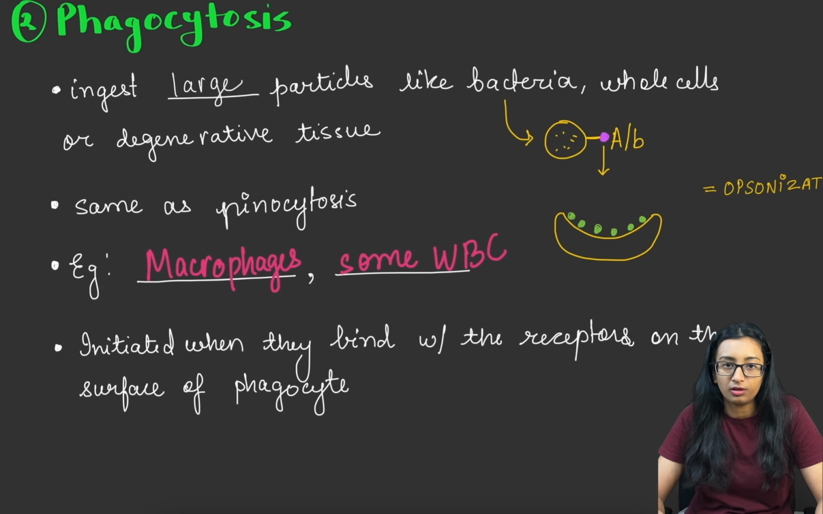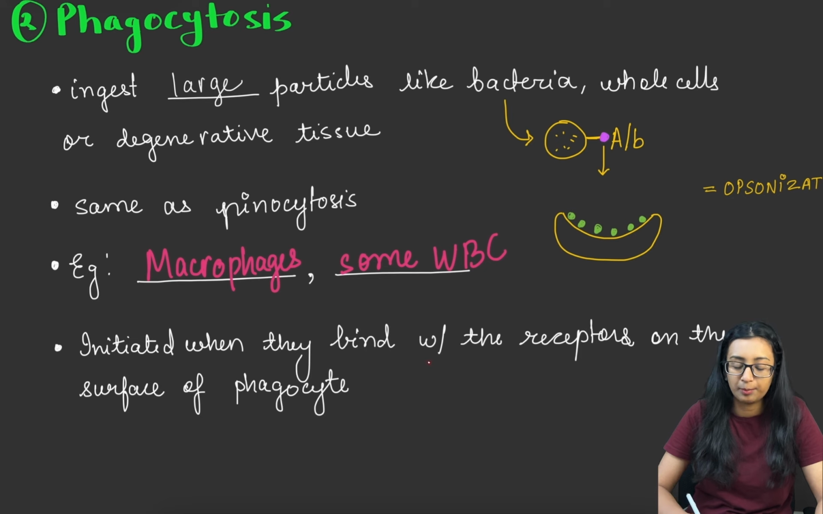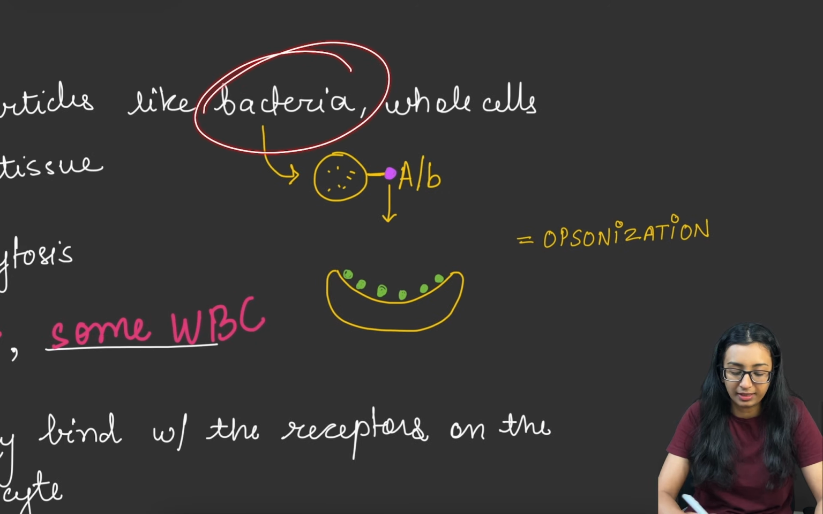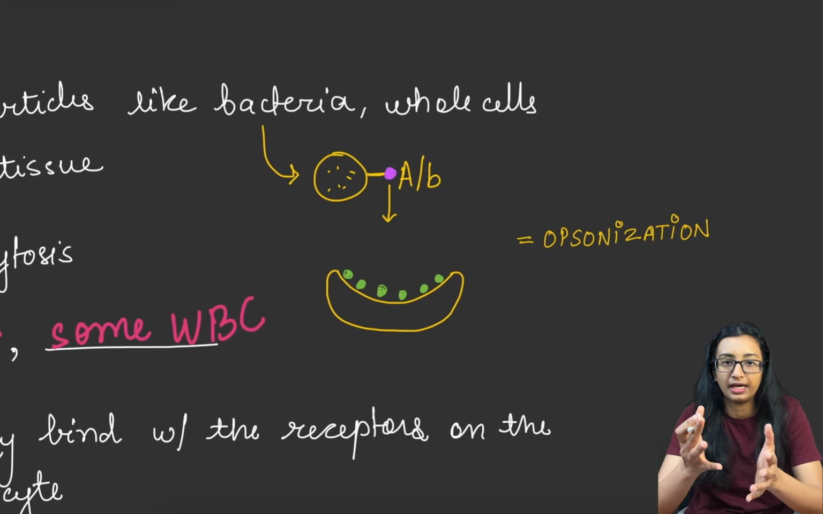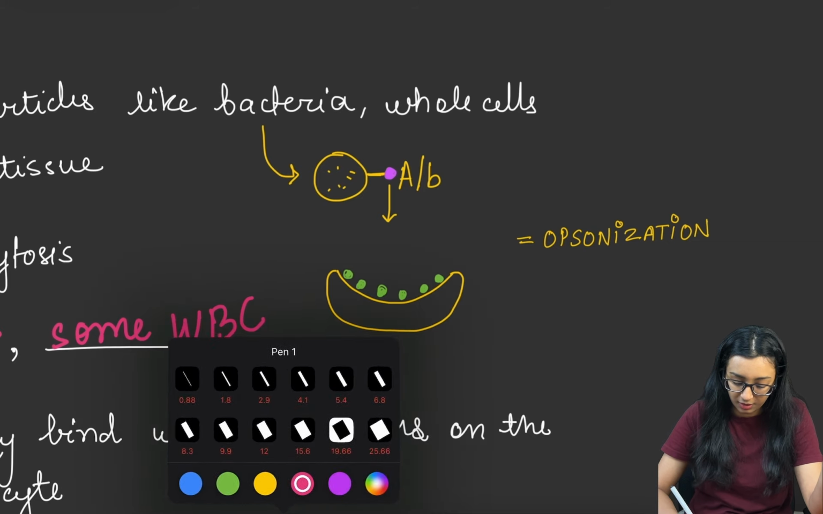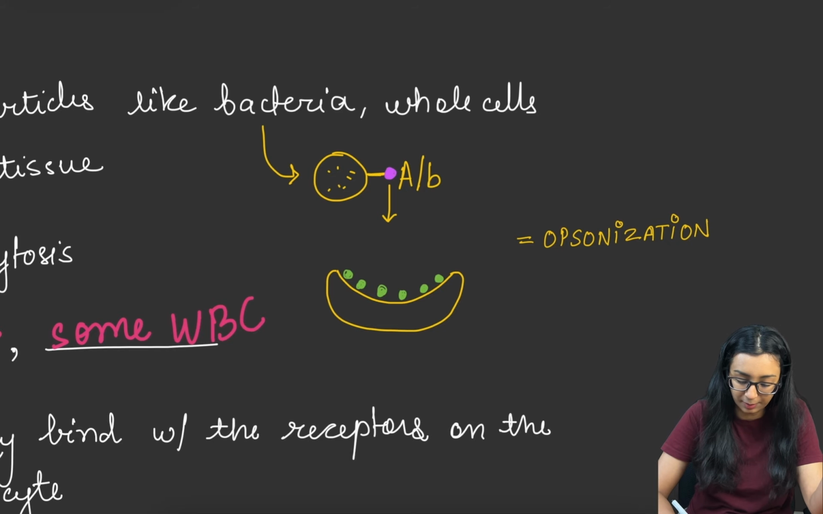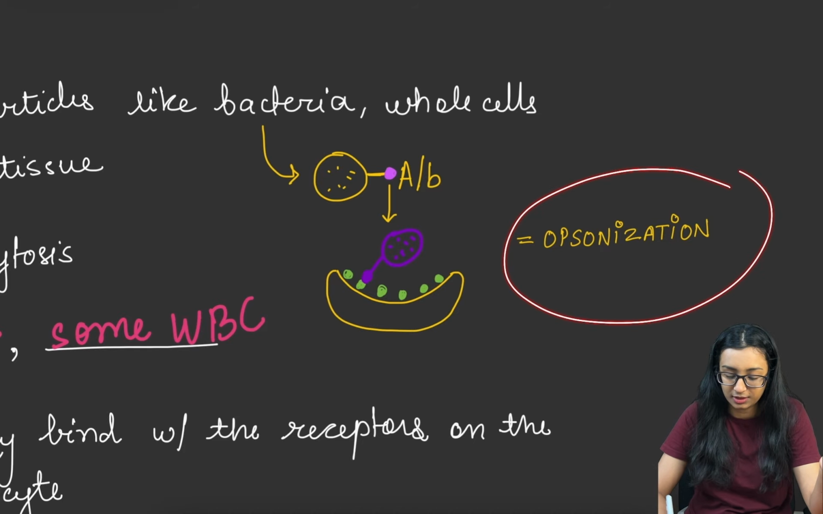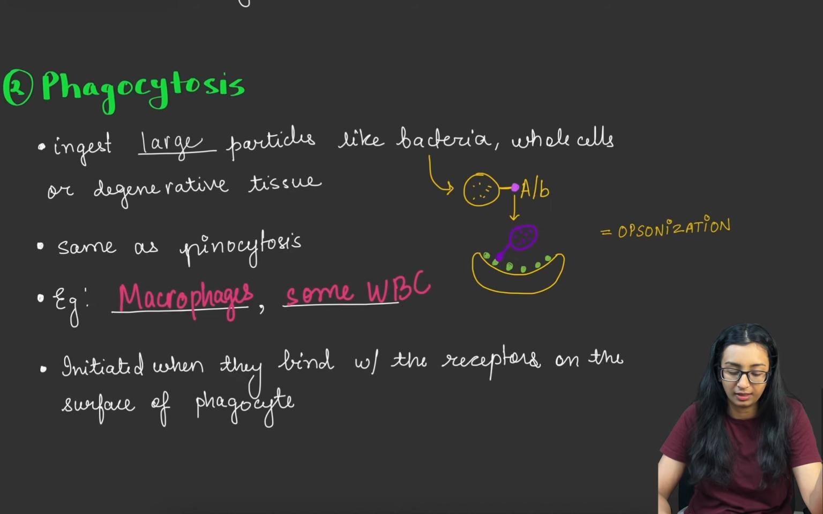Like suggested before in pinocytosis, they require the attachment to special receptors. Here also, it is initiated when they bind with the receptors on the surface of the phagocyte. But especially in the case of bacteria, they are already attached with the antibody. So the antibody here will attach to these specific receptors. So here is the attachment of antibody, and then here will be the bacteria. Because of the attachment of antibody to the special receptors, it will bring the bacteria to itself, and this process is called opsonization, which we will do in later videos.